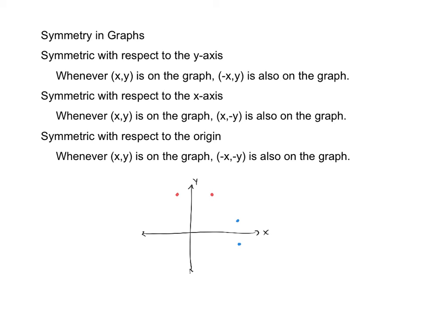Symmetric with respect to the origin, or sometimes we'll say about the origin. If I have a point that's green up here in the first quadrant, then negative x, negative y in the third quadrant would be down there. Or it would go from the second quadrant to the fourth quadrant. Okay, so that would be symmetric with respect to the origin.